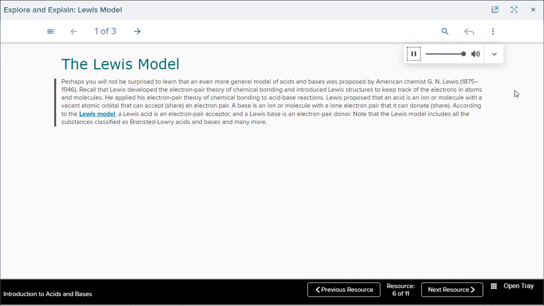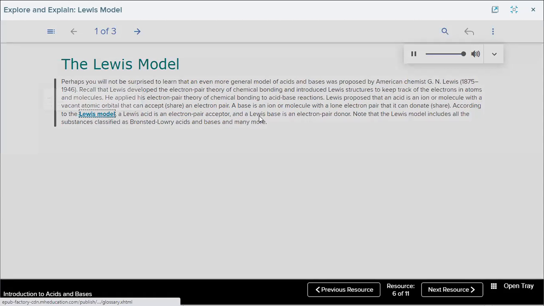Recall that Lewis developed the electron pair theory of chemical bonding and introduced Lewis structures to keep track of the electrons in atoms and molecules. He applied his electron pair theory of chemical bonding to acid-base reactions. Lewis proposed that an acid is an ion or molecule with a vacant atomic orbital that can accept, share, an electron pair. A base is an ion or molecule with a lone electron pair that it can donate, share. According to the Lewis model, a Lewis acid is an electron pair acceptor, and a Lewis base is an electron pair donor.